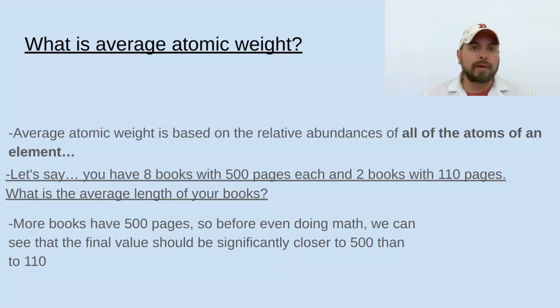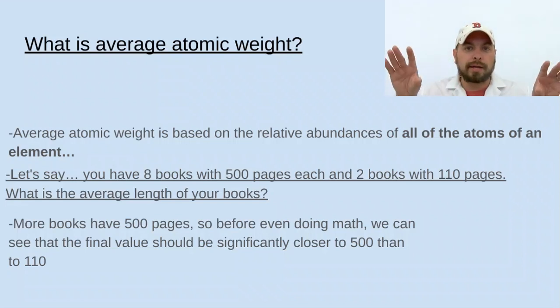If you want to think about this in terms of how you actually take an average, what you're essentially doing here is taking your 500 pages, multiplying it by the number of books that are 500 pages, 8. Then you're taking the 110 page books and multiplying the 110 pages by the number of books of that length, 2. When we get the weighted average, we're then going to take all of that and divide by the count. But we can do it a little bit differently too.